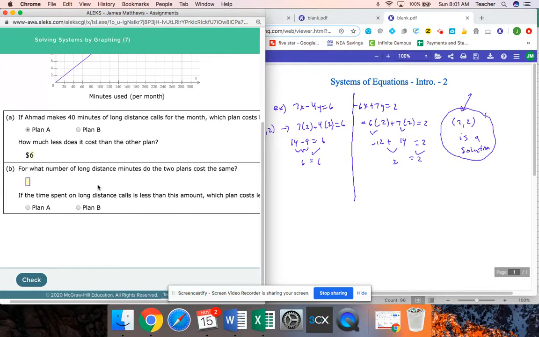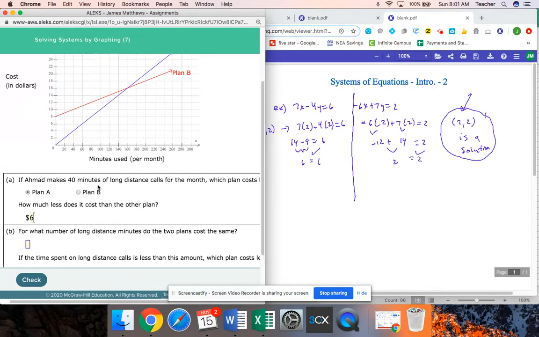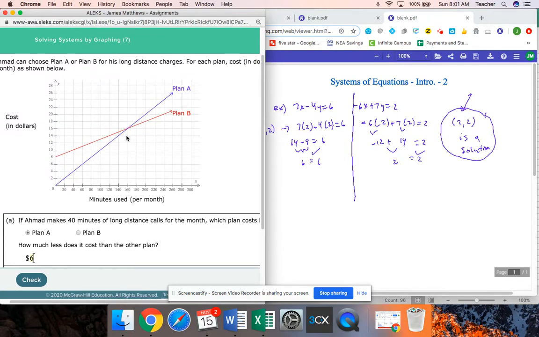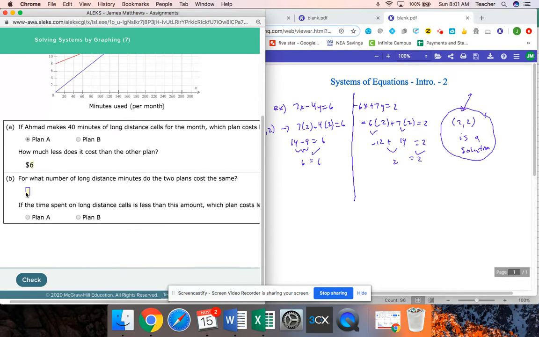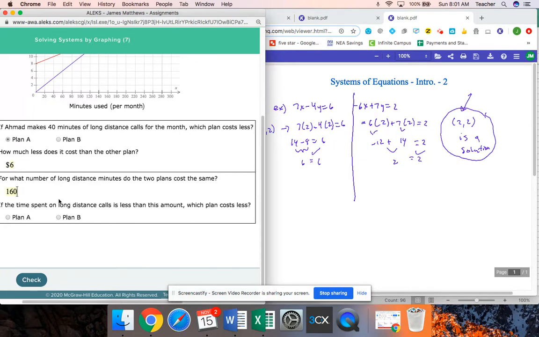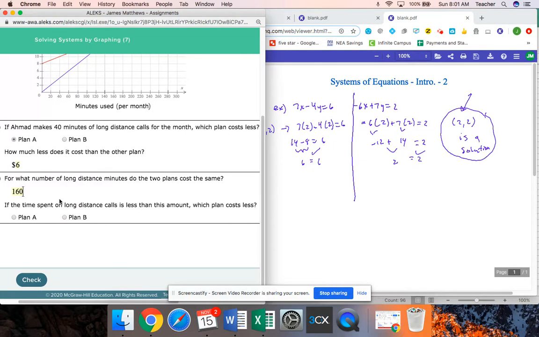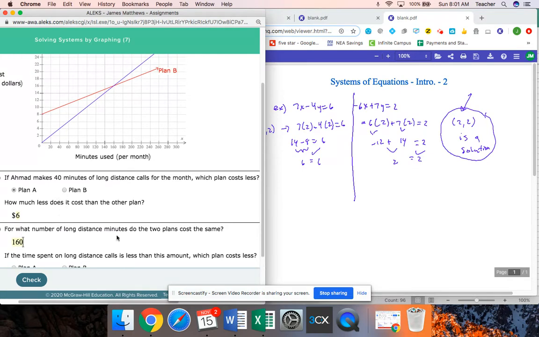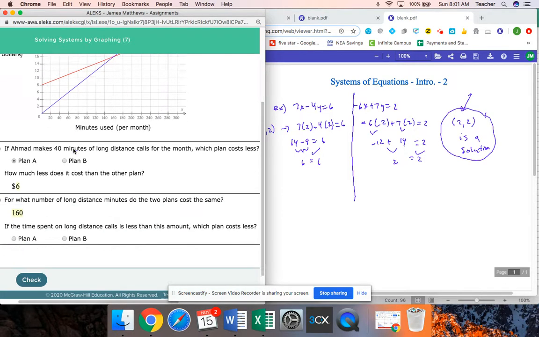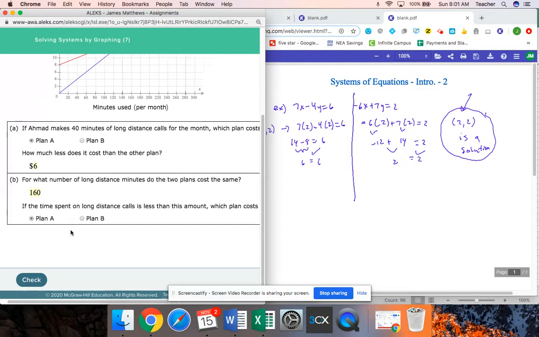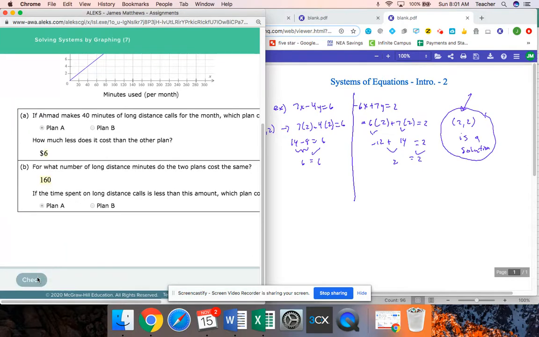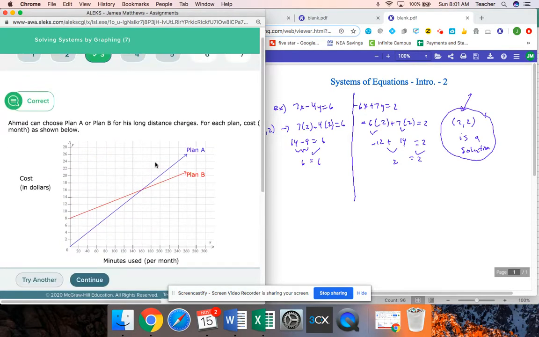For what number of long distance minutes do the two plans cost the same? Again, that's where the solution is. At what number of minutes are they the same? Oh, 160. And if the time spent on a long distance call is less than this amount, which plan costs less? Looks like plan A does, so I can just select plan A. Unless I did something wrong, we should be good.